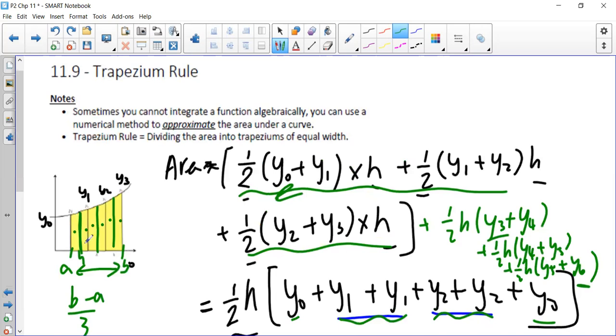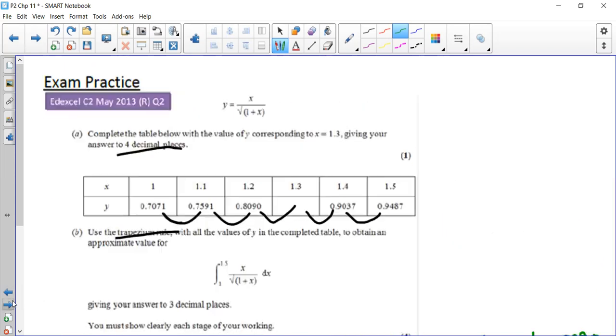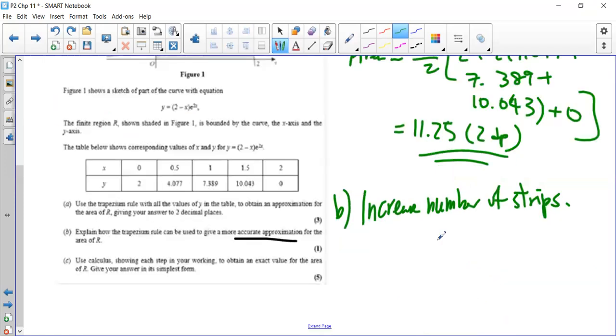Remember, when I split into more strips, each piece becomes more and more of a straight line, because right now it's a curve. But if I split into more trapezia, more and more strips, then each curve in a trapezium becomes more like a straight line. Imagine we zoom in more and more, then each strip's top line becomes more of a straight line. So the more strips you create, the more accurate it will be compared to the real answer. So increased number of strips is the number 1 answer to go to for this type of question.